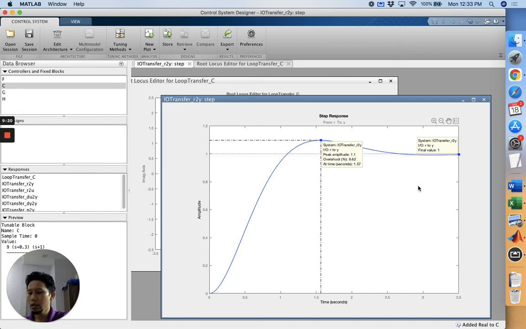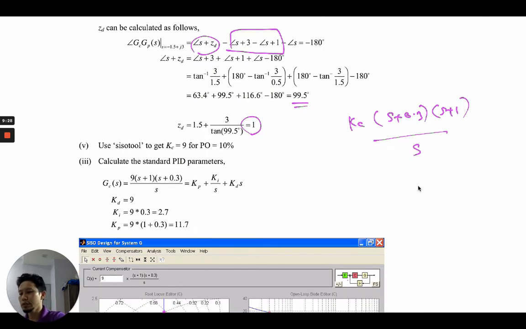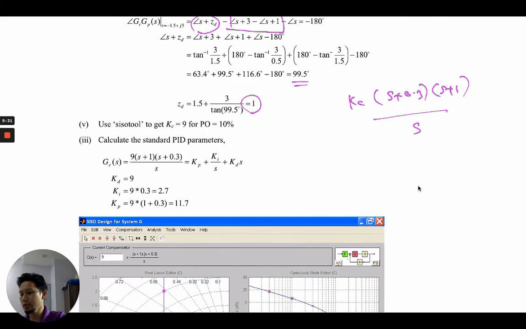Okay, that's good. And then we can calculate the PID parameters by comparing with the standard form Kp plus Ki over s plus Kd s, which you can compare to the controller that we found. We calculated Kd equals 9, Ki equals 2.7, and Kp equals 11.97.